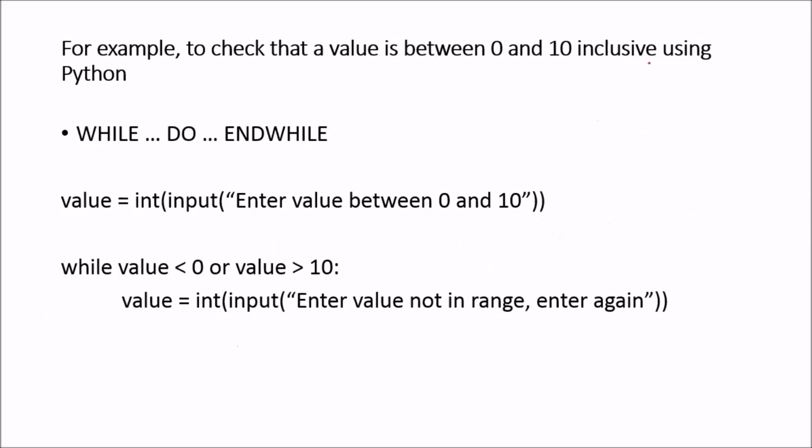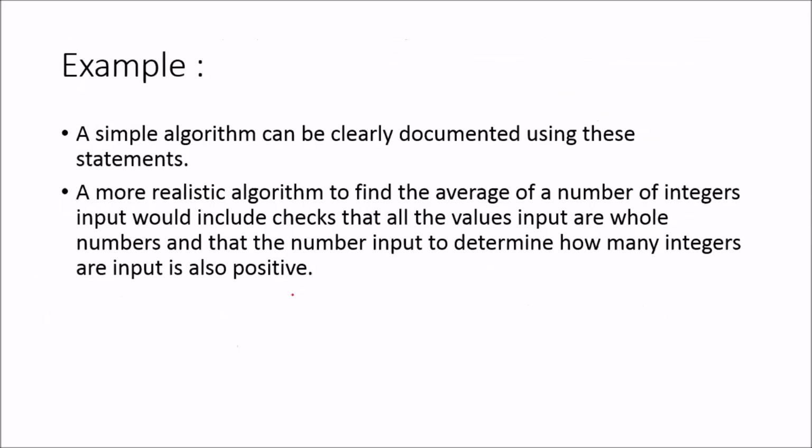So there is another example. To check the value is between 0 and 10 inclusive using Python. So in Python, you can use the statement. These codes are available, so you can check on that. Next, an example. A simple algorithm can be clearly documented using these statements. A more realistic algorithm to find an average of a number of integers input will include a check that all the values input are whole numbers. So we have to check whatever values are being input, are they whole numbers or not? So there must be whole numbers. So you have to write a validation check code.